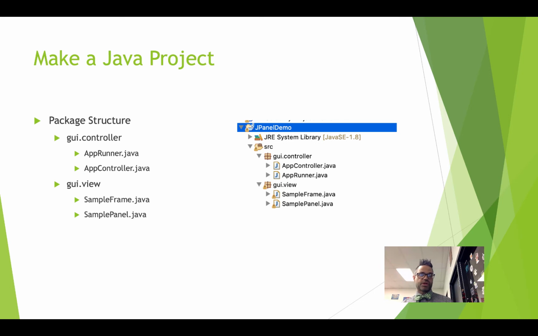First thing you want to do is, of course, make your Java project. We have our project structure. We have a GUI.controller and a GUI.view package. Inside the controller package, we have our runner and our controller classes. And inside our view package, we have the SampleFrame and SamplePanel classes.